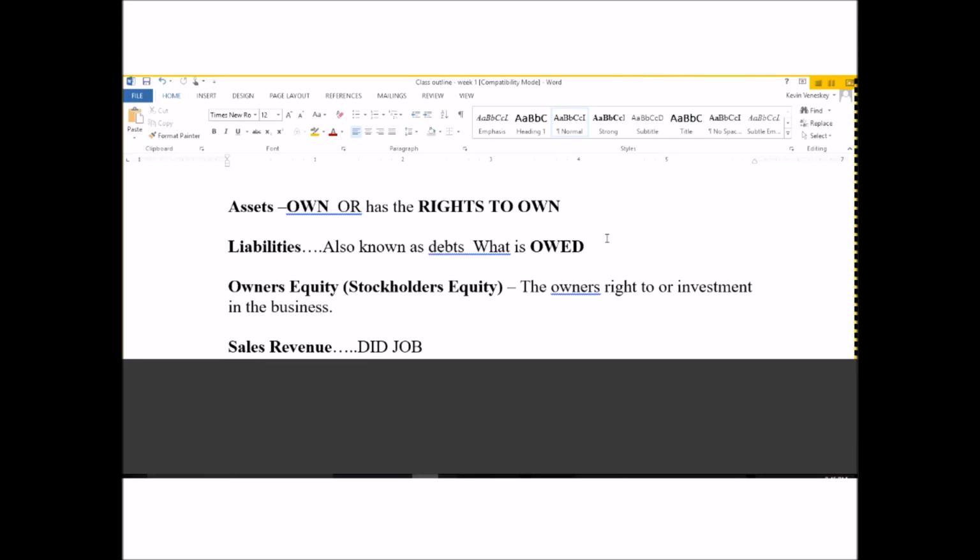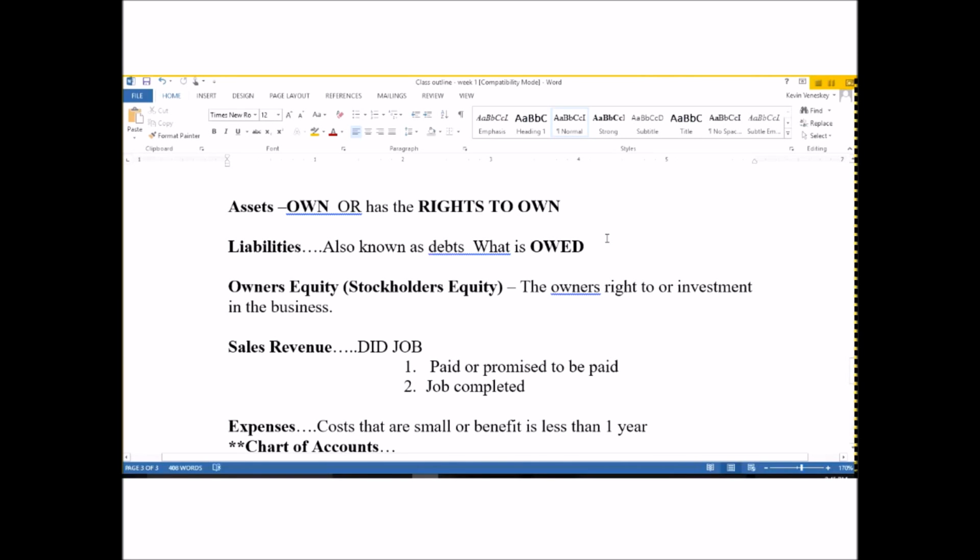I have a sheet in the resources called accounts. I'm going to bring that up in just a little bit. It's in an Excel document, so I'm going to have to close this out and switch screens. Then I'm going to show you a partial list of things that a business could own or have the rights to own.